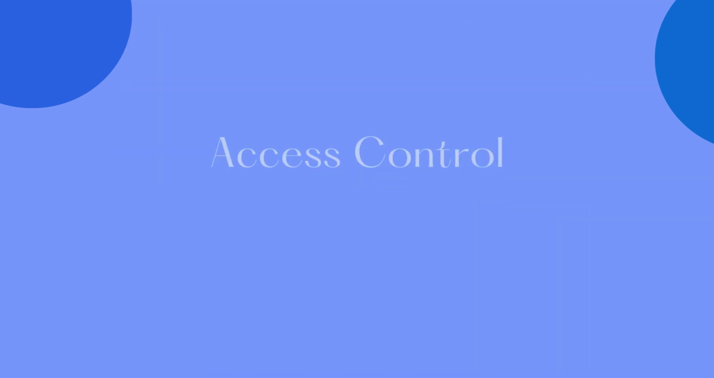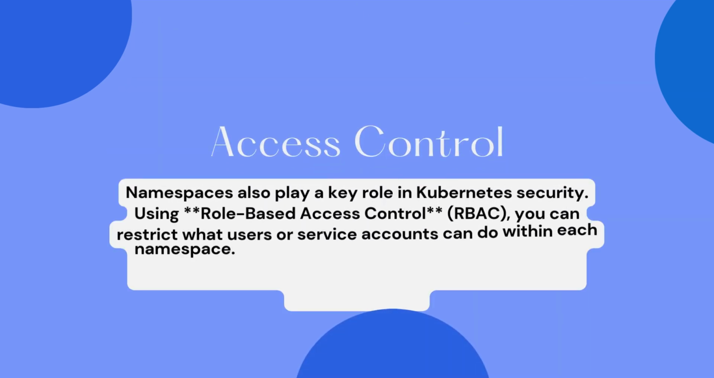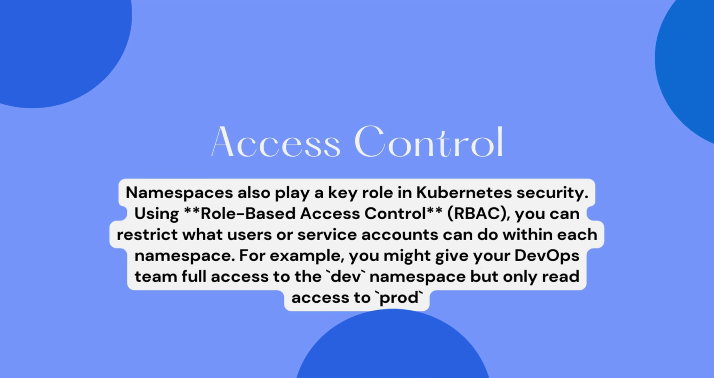Then we have access control. Namespaces also play a key role in Kubernetes security. Using role-based access control (RBAC), you can restrict what users or service accounts can do within each namespace. For example, you might give your DevOps team full access to the dev namespace, but only read access to the production namespace.